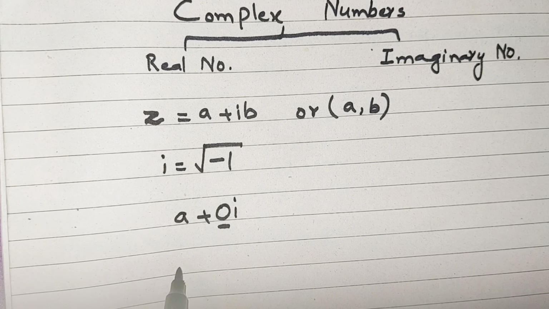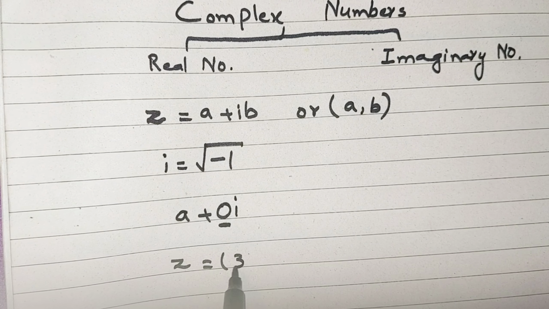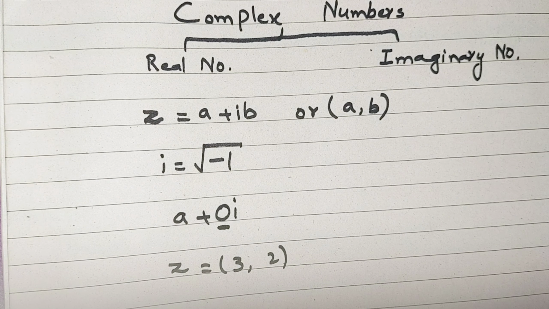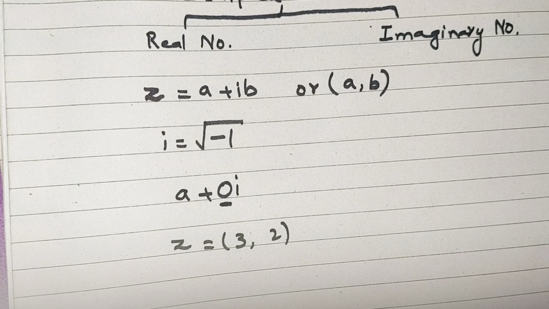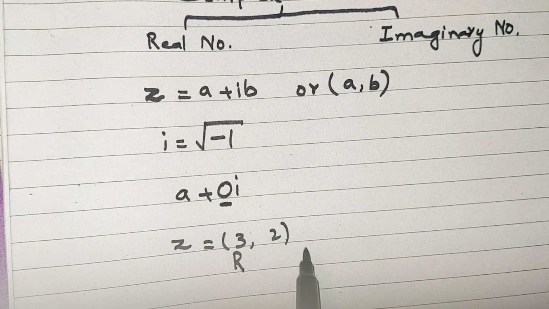When we have a set of numbers like 3 and 2, which one is the real part and which one is the imaginary part? The number in the first place is the real part, and the second number is known as the imaginary part.